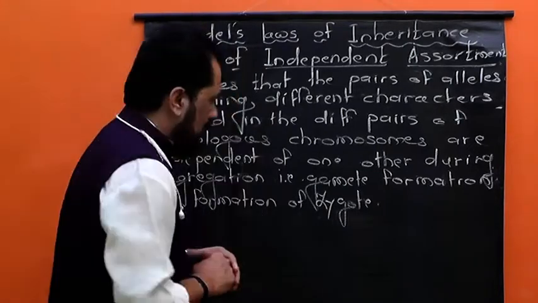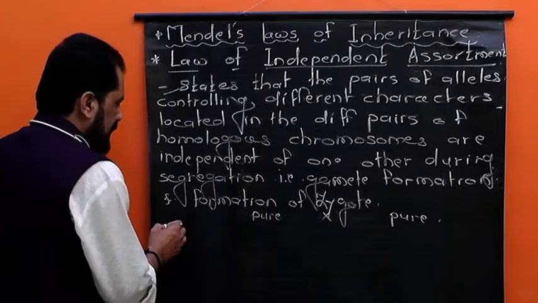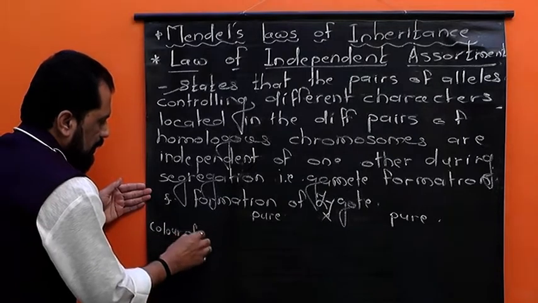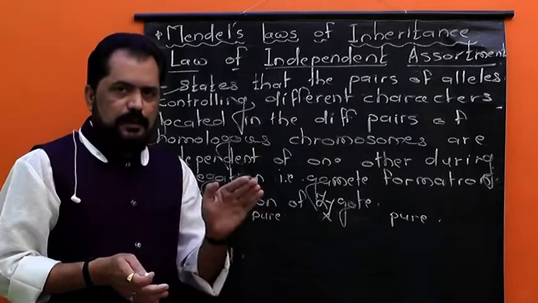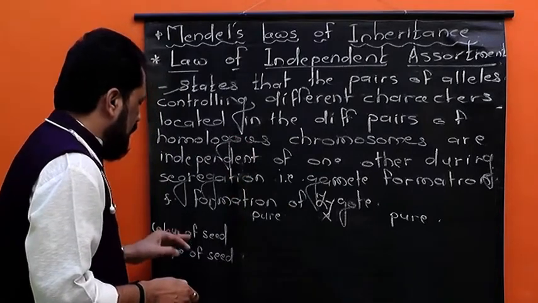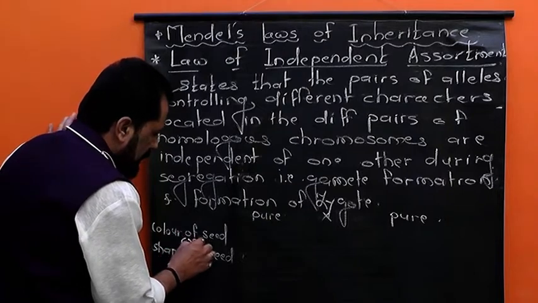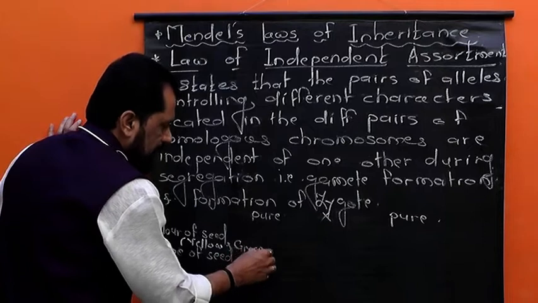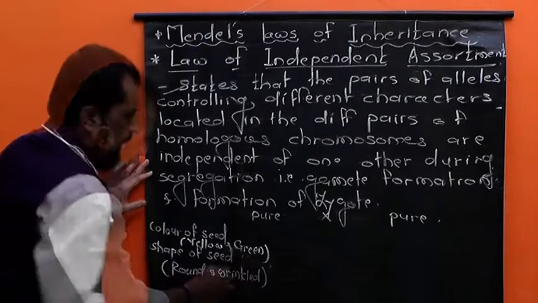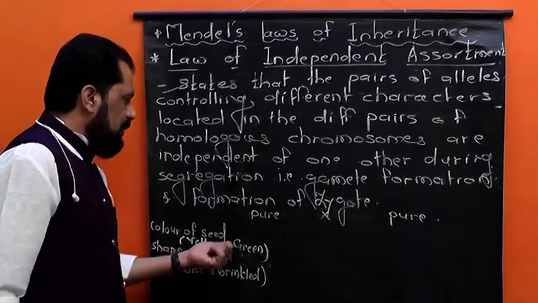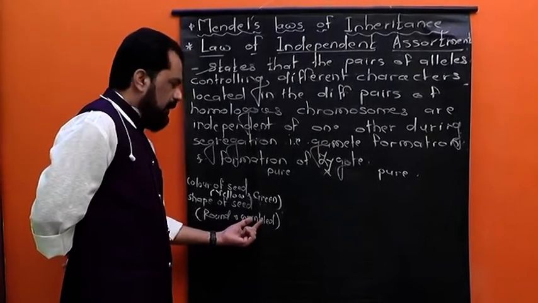Now Mendel crossed two pure pea plants by considering two characters, such as the color of seed and shape of seed. We know that the contrasting traits of color of seed are yellow and green, while the contrasting traits of shape of seed are round and wrinkled. Also we know that capital Y stands for yellow color, small y stands for green color, capital R stands for round shape and small r stands for wrinkled shape.